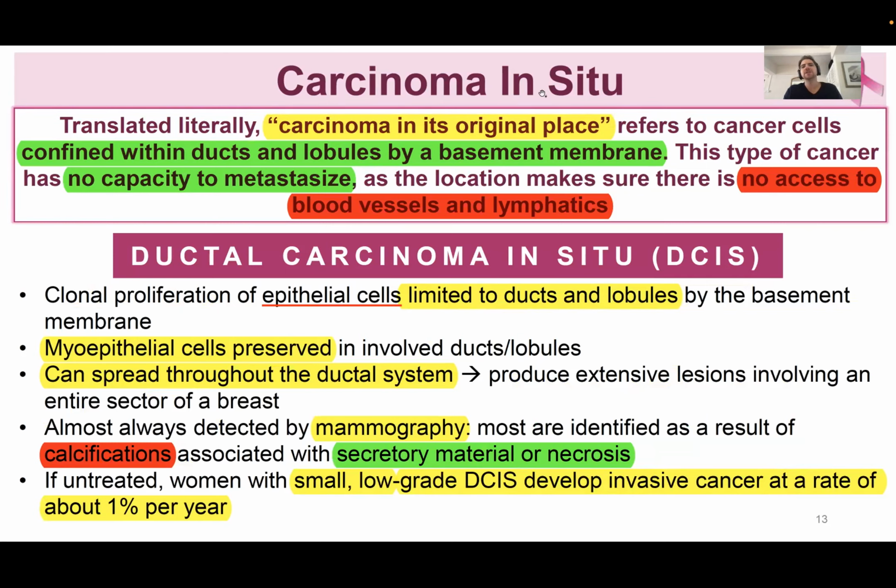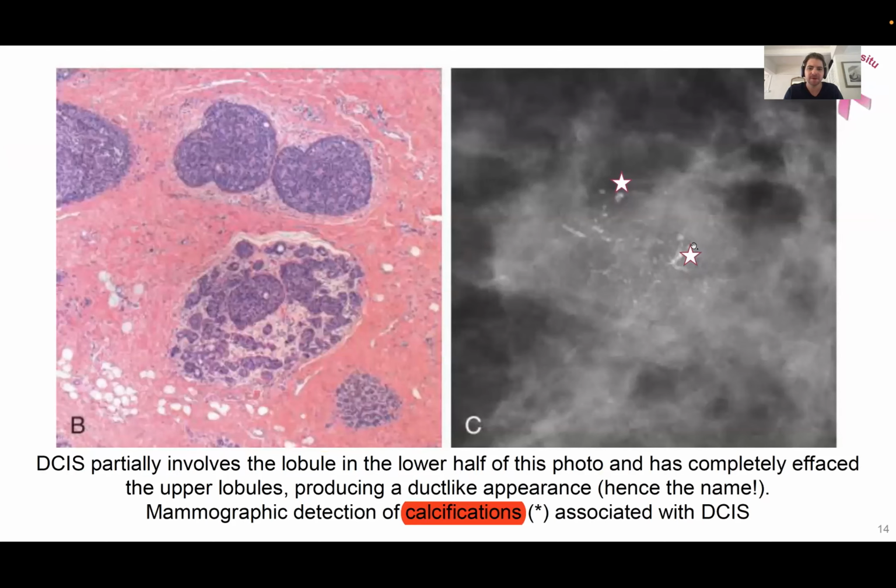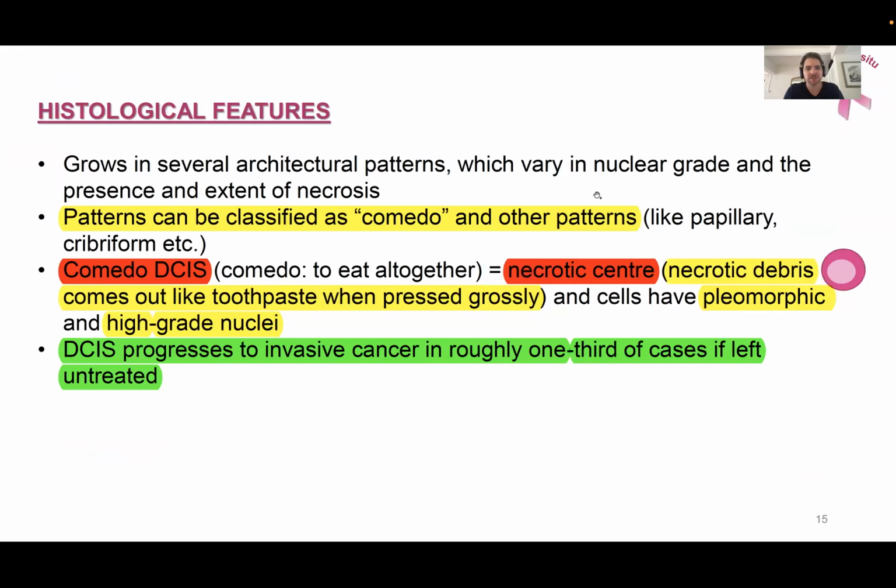So in situ means that it's not invasive yet, but it has the potential of getting to that point. It's like a pre-invasive stage. Calcifications, you would expect that. So they haven't broken through the basement membrane, so they don't have access to the blood vessels or lymphatics yet. You can see some of these calcifications here.